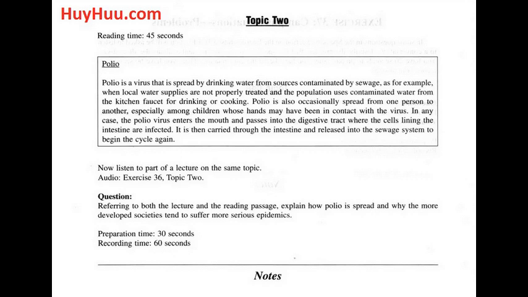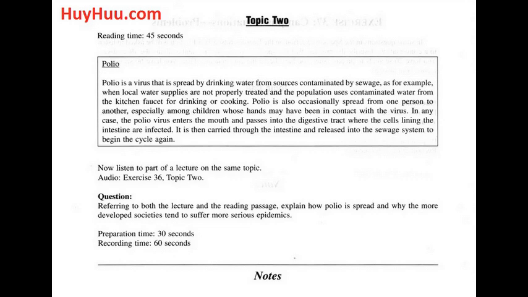Example speaking answer. Polio is spread by drinking water that's contaminated by the virus. This often happens when sewage pollutes the water supplies. The virus is swallowed in the water and passes into the digestive tract through the intestines and back into the sewage system where it repeats the cycle.